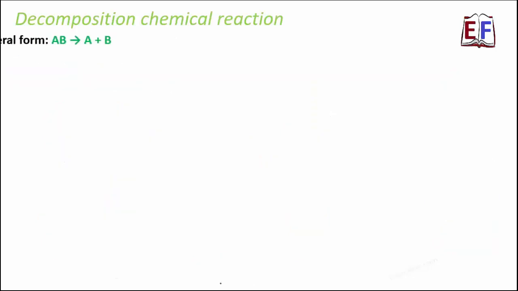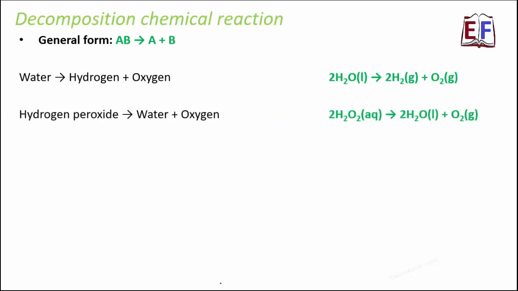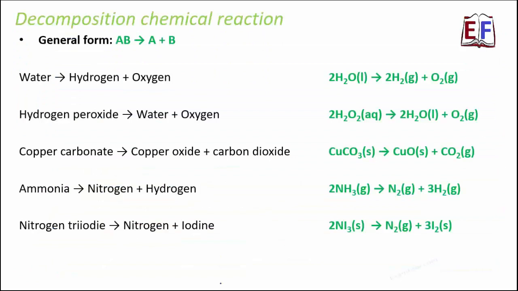Some examples of decomposition chemical reactions are as follows. As I said, they go exactly opposite of the combination reaction. So you can see that when water splits to form hydrogen and oxygen, that's a decomposition reaction. When hydrogen peroxide splits to form water and oxygen, that's a decomposition reaction. When ammonia splits to form nitrogen and hydrogen, that's a decomposition reaction again. So all of these are examples of decomposition reaction.